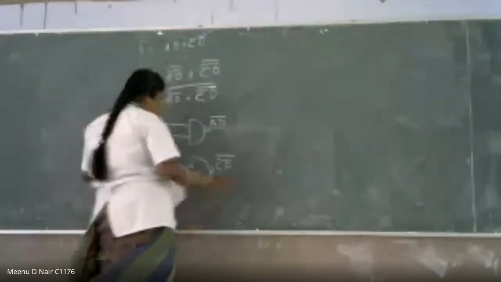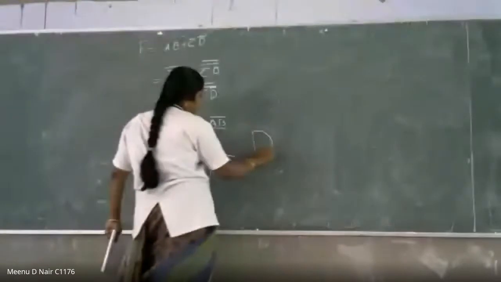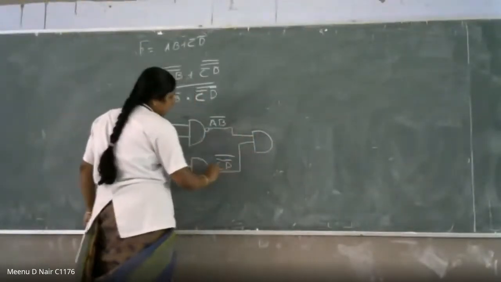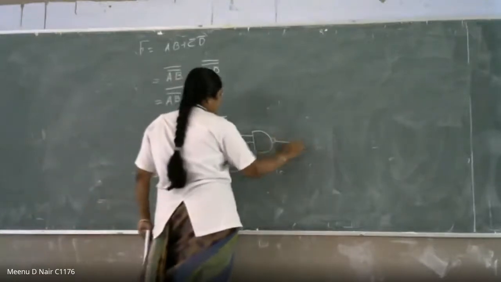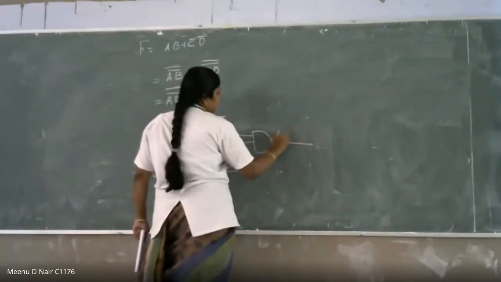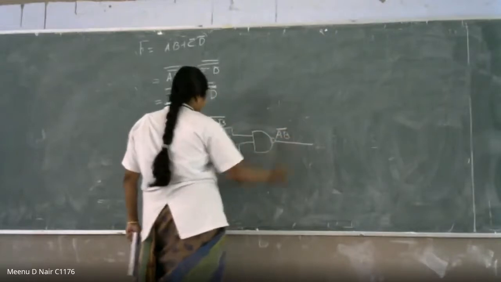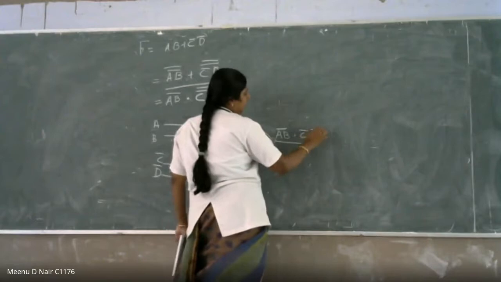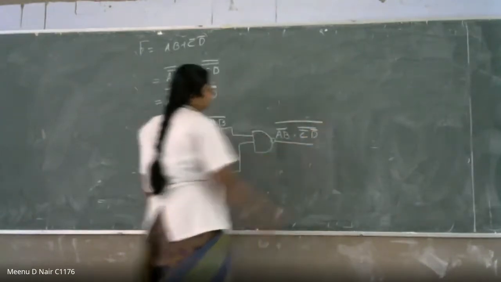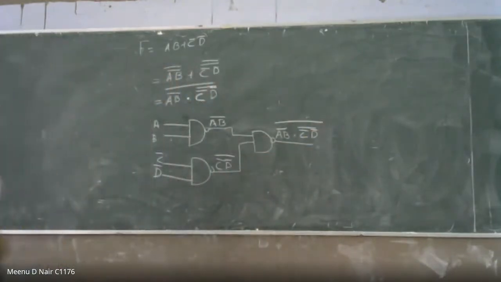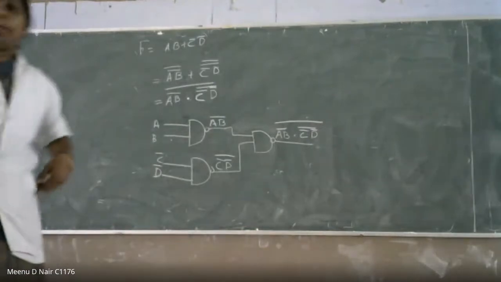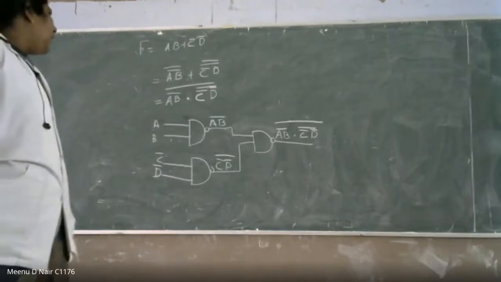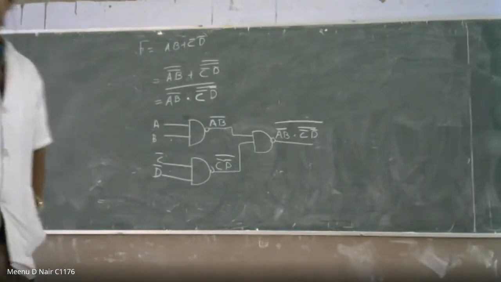Again it is given to a single input, so a double input NAND gate, and the answer will be AB bar into C bar D bar whole bar. This is using NAND gate, AB plus C bar D bar.